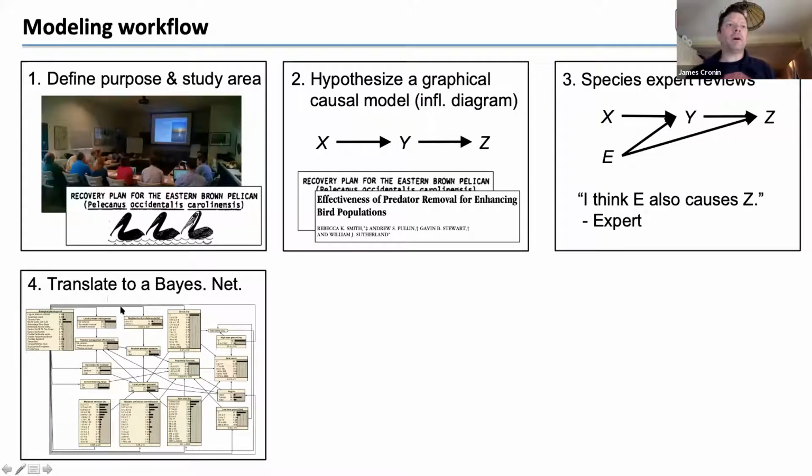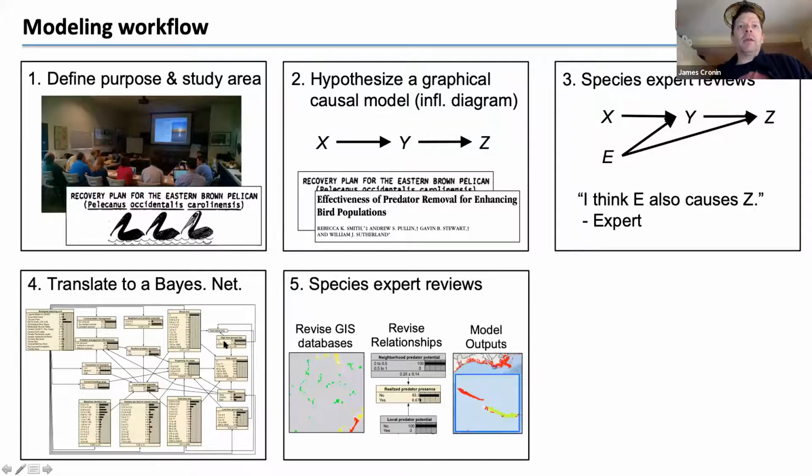Once we have a Bayes net built, we have species expert review. We can revise the geospatial data sets, since maybe the experts know something about a site that we didn't know, and we can reconcile with them if needed. We can also revise the relationships. If they're going through, looking at the probabilities and playing with the model and seeing how it behaves, maybe it doesn't meet their expectations, and we can try to reconcile that. Then we have them look at the model outputs to see if it meets their expectations.